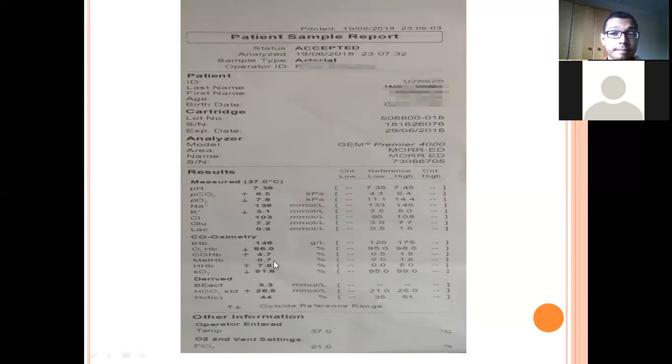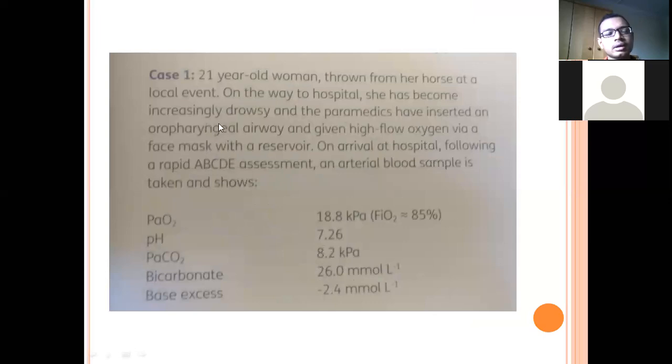Let's go to the example now. This 21-year-old woman was thrown from her horse at a local event. On the way to hospital, she has become increasingly drowsy, and paramedics have inserted an oropharyngeal airway and given high-flow oxygen via a face mask with a reservoir. On arrival at hospital, following rapid ABCDE assessment, an arterial blood sample is taken.